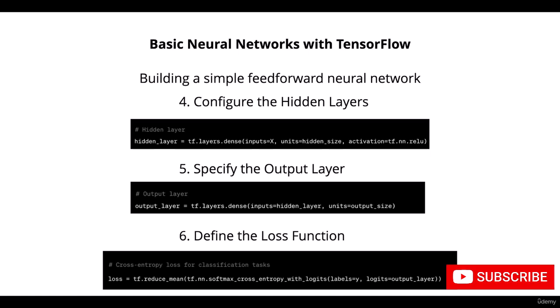Step 6 is define the loss function. Specify the loss function that measures the discrepancy between the predicted outputs and the actual labels by saying loss equal to tf.reduce_mean, and the first parameter is tf.nn.softmax_cross_entropy_with_logits, and you provide labels equal to Y and logits equal to output layer.